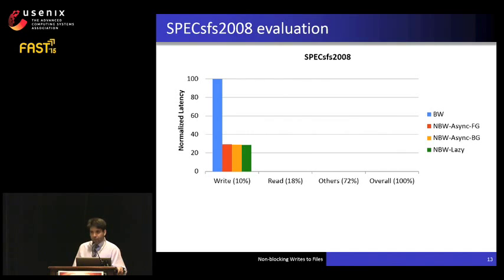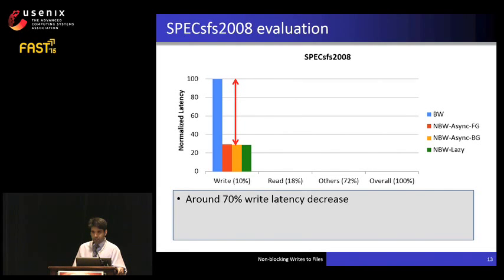For the SpecSFS evaluation, we have non-blocking write running on the server side of this benchmark. This benchmark will be running on a client side issuing NFS operations to a server. And it will issue a mixture of operations depending on a specific mixture. So 10% of all operations will be writes, and we see in the normalized graph that the different modes of non-blocking writes can improve write latency by around 70%.